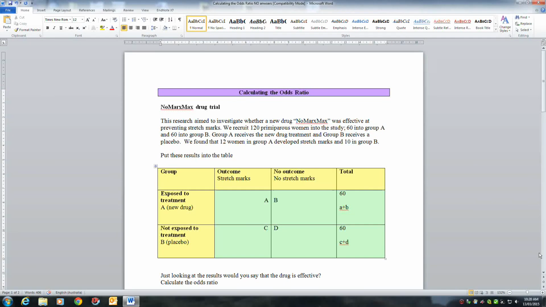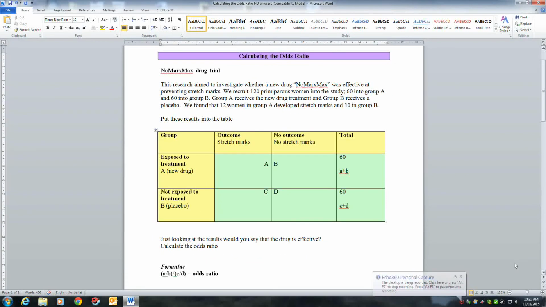So this should be the worksheet that you've completed. It's a pretend study of a new drug called No Marks Max, and we wanted to see whether that was effective at preventing stretch marks. So we had 120 people in the study altogether, 60 in group A and 60 in group B, so that makes it pretty simple. This is the total number of women in group A and the total number of women in group B.